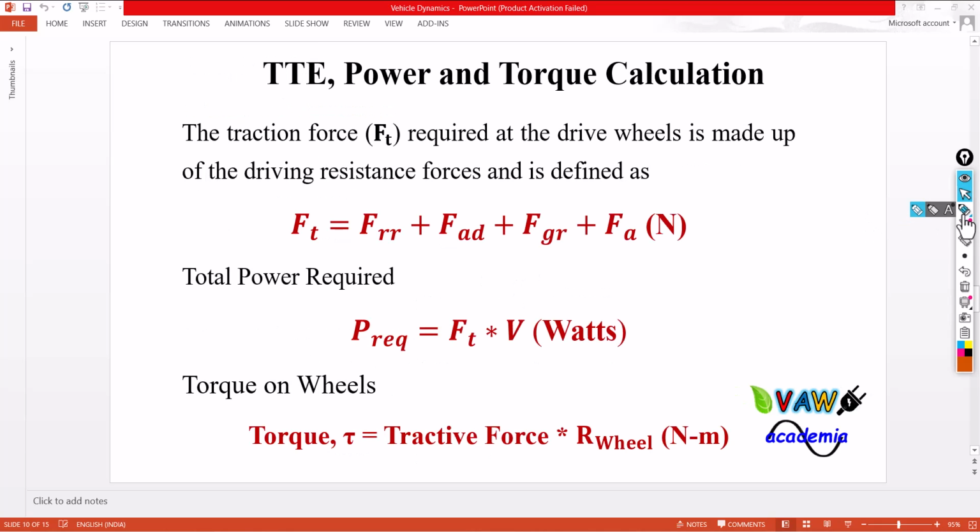So this is the formula to find out the total tractive effort. That is the addition of rolling resistance plus aerodynamic drag plus grading resistance plus acceleration resistance. Now, if you want to calculate the power required, you can easily multiply the velocity of the vehicle with the total tractive effort. The second equation will give you the power required to drive the vehicle.